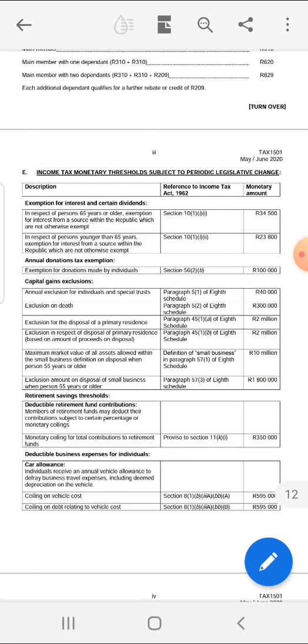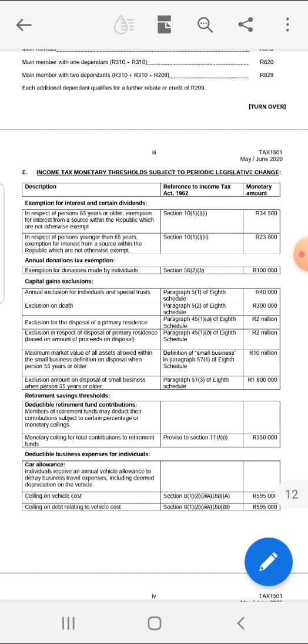It will be given. According to section 10(1)(i), a person who is 65 years or older will have an exemption of 34,500, and a person who is under 65 years old will have an exemption of 23,800. What do they mean by this? They are saying whatever amount you receive, you need to deduct these exemptions, then the remaining amount you include in your gross income.